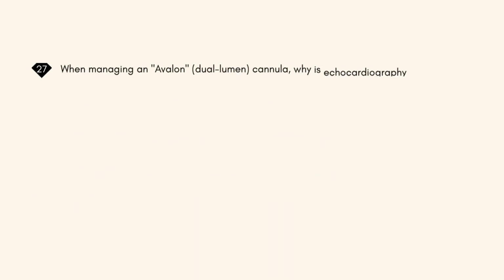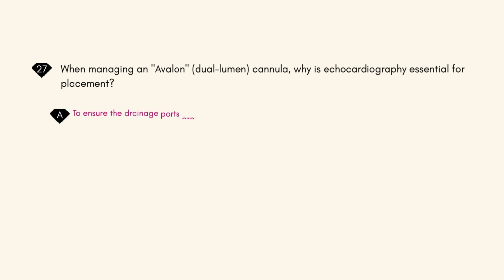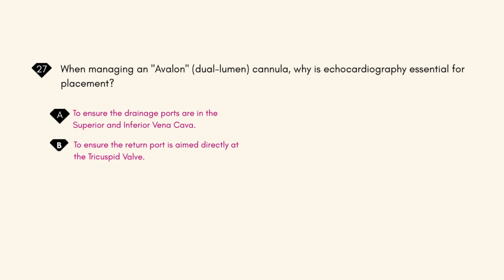When managing an Avalon, dual-lumen, cannula, why is echocardiography essential for placement? A. To ensure the drainage ports are in the superior and inferior vena cava. B. To ensure the return port is aimed directly at the tricuspid valve. C. To check for a patent foramen ovale, PFO. D. Both A and B.